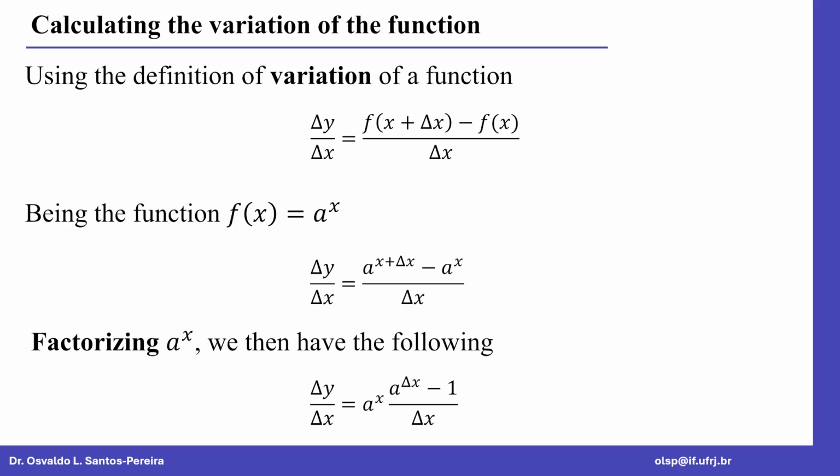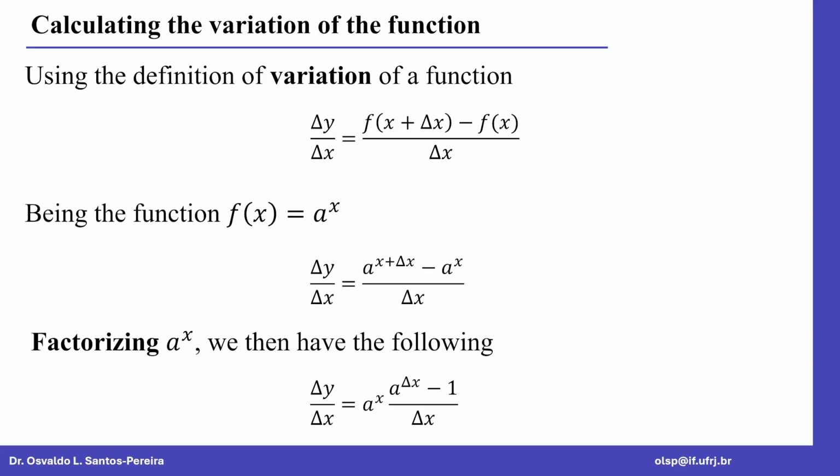We begin by applying the definition of the variation of a univariate function with respect to its argument. The ratio of the change in y to the change in x is expressed as the quantity f of x plus delta x minus f of x, all divided by delta x. As our function is f of x equals a to the power of x, we substitute this directly into the expression. This gives us delta y over delta x equals a to the power of x plus delta x minus a to the power of x, all divided by delta x.